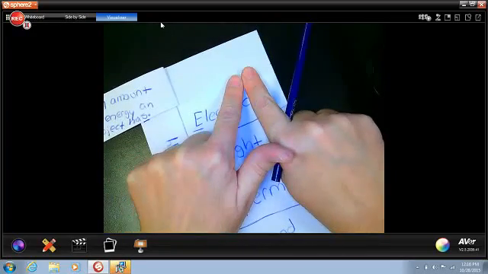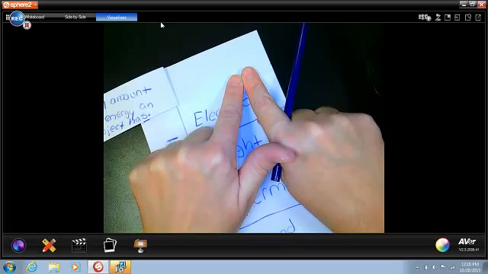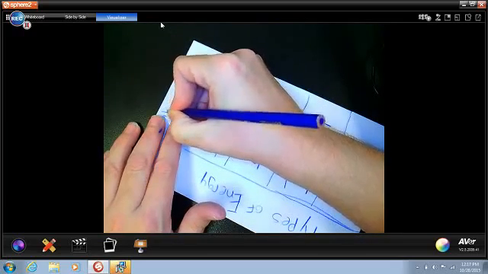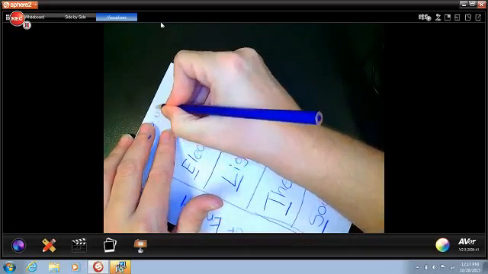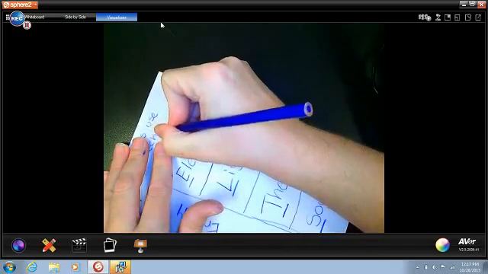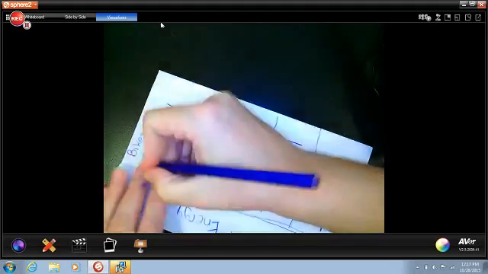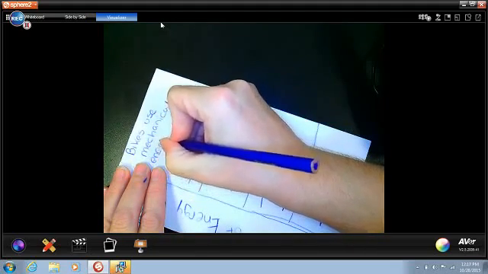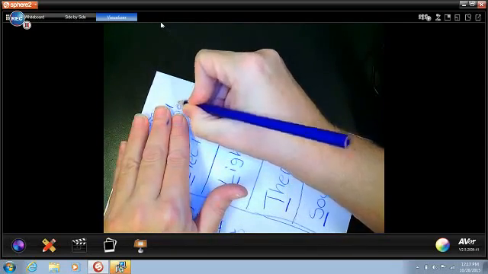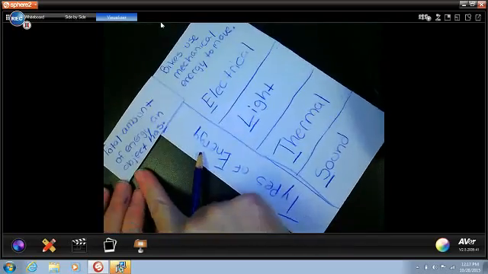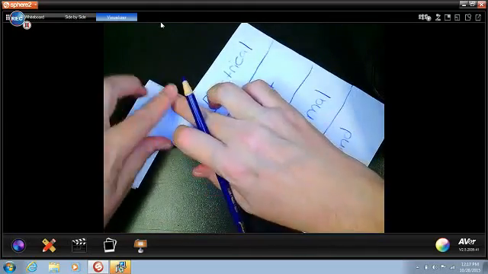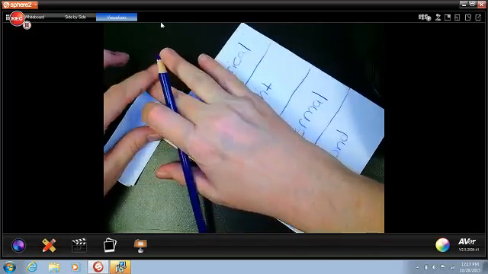Okay, so let's go over here. We're going to write a sentence. Our sentence is going to be: bikes use mechanical energy to move. Okay, so now I have my definition here and my sentence here. And now we need to flip over and draw a picture to help us represent mechanical energy.